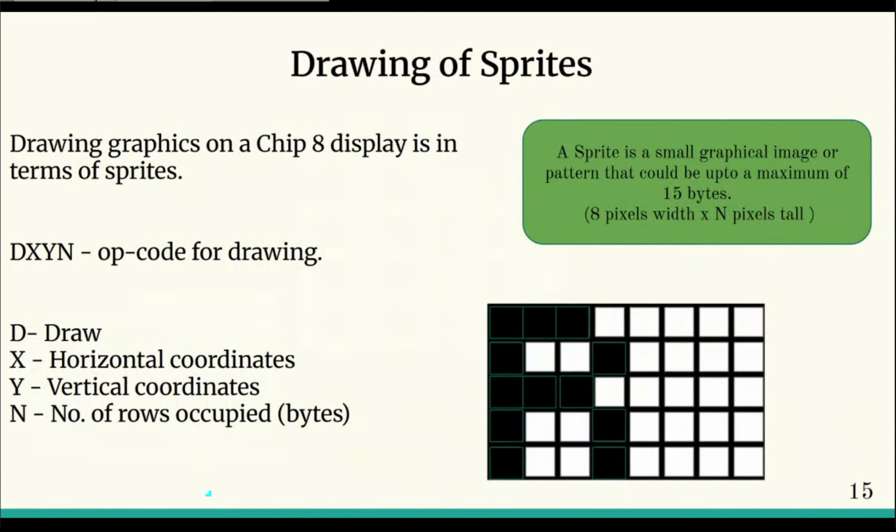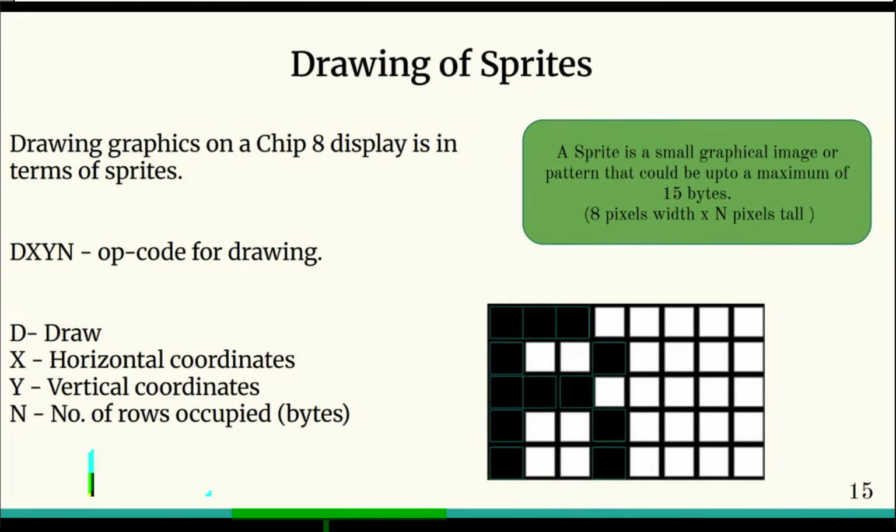So next we'll describe graphics on a display. Graphics on a display is mainly due to sprites. A sprite is a small graphical image or pattern with a maximum of 15 bytes. To understand what that means, you'd have to understand the opcode used for drawing sprites, which is DXYN, where D stands for draw, X and Y are coordinates, and N describes the number of rows.